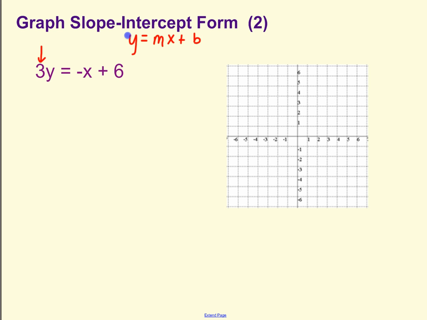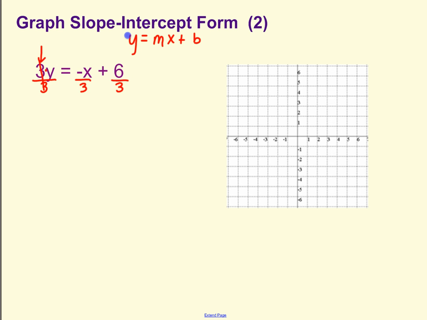So before you do any graphing, you have to solve for y if necessary. In this case, it's necessary. This is multiplication between the y and the 3. So the opposite of multiplying is dividing. So we're going to divide by 3 on the left side. And on the right side, we're going to go ahead and divide every single term by 3.